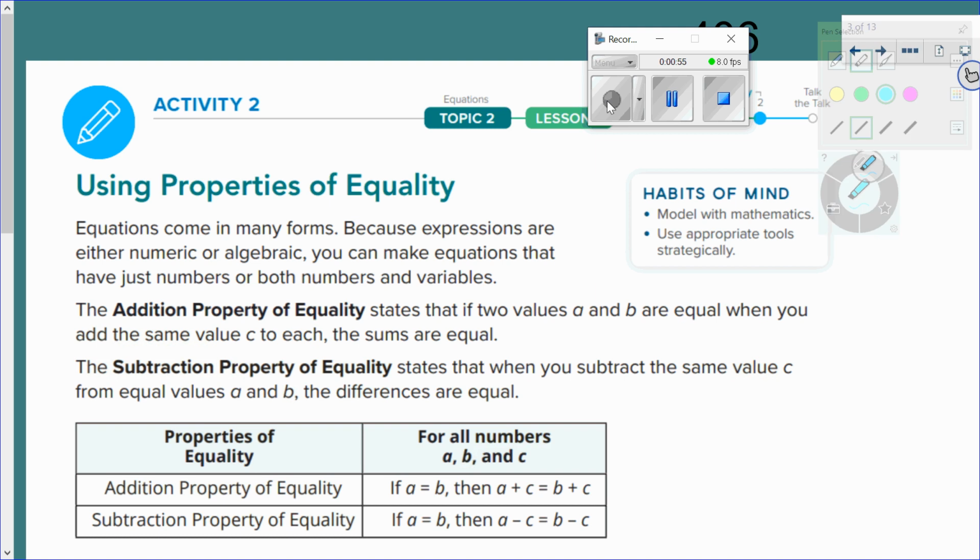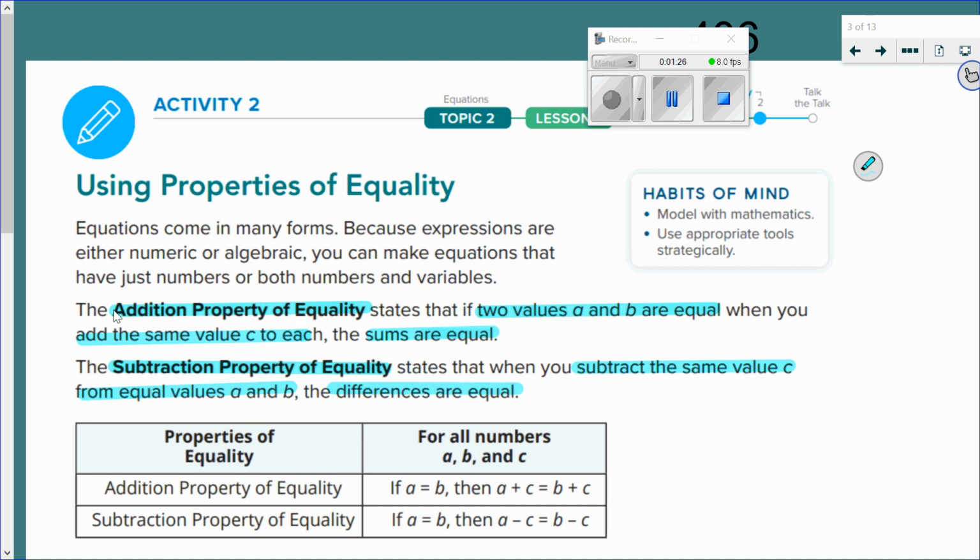Our first definition. The addition property of equality states that if two values A and B are equal, when you add the same value C to each, the sums are equal. It'll make more sense as we start putting numbers in it. Just understand this is your generic definitions. The subtraction property of equality is very similar, except that when you subtract the same value C from equal values A and B, the differences are equal.